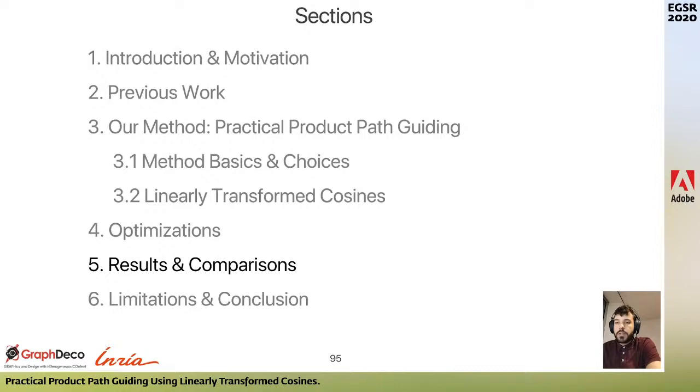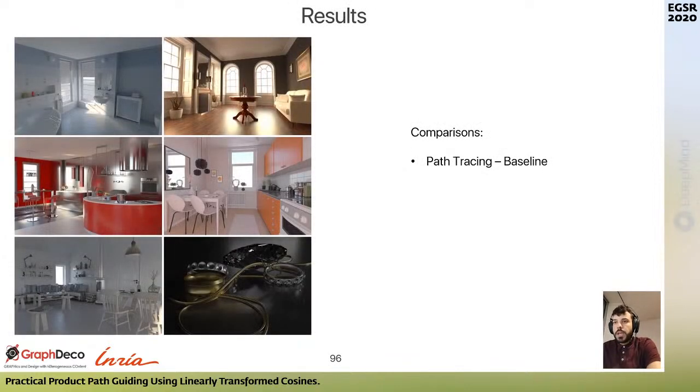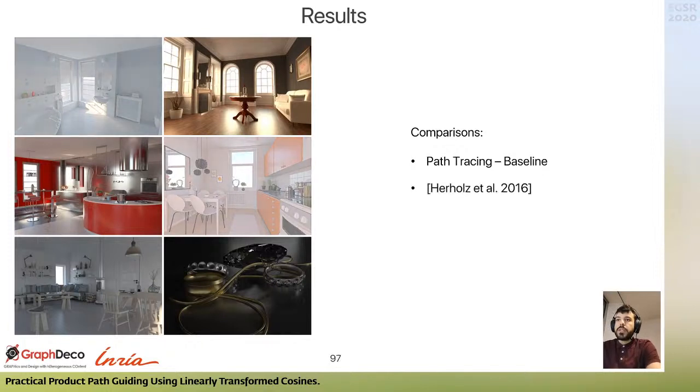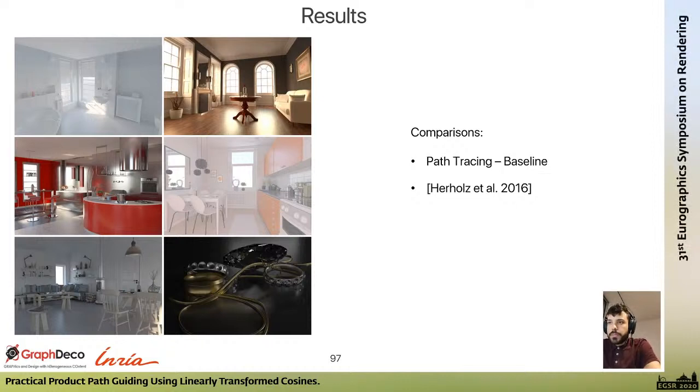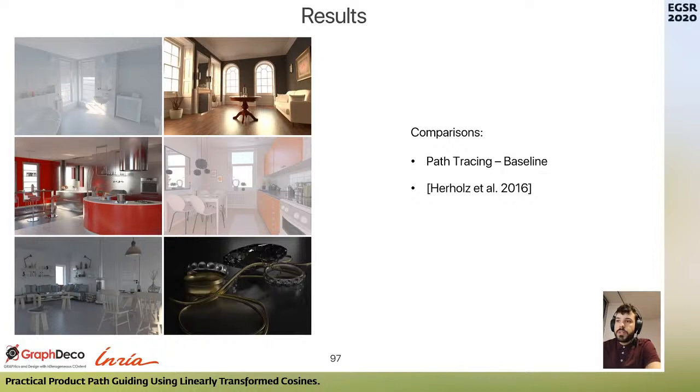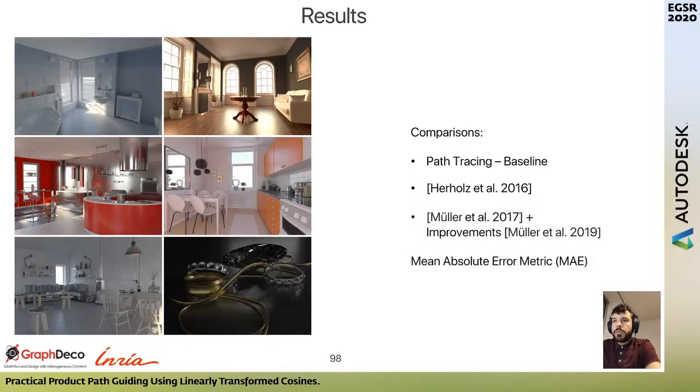So let's look at some results and comparisons. We tested our method in 6 scenes, and we compared against path tracing as a baseline, against the product GMM method from Herholz and colleagues, but for 4 of the 6 scenes, since we had some issues with the training in 2 of the scenes, and against the method from Muller and colleagues, along with the later introduced improvements. We use a mean absolute error metric, and we average our results over multiple runs for each one of the methods and each one of the scenes.